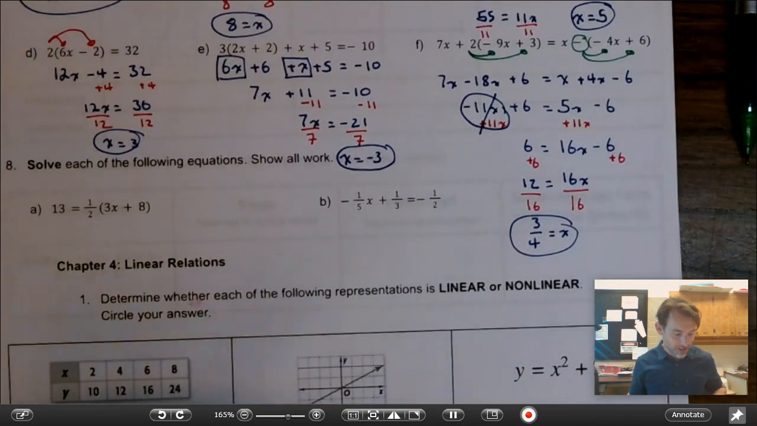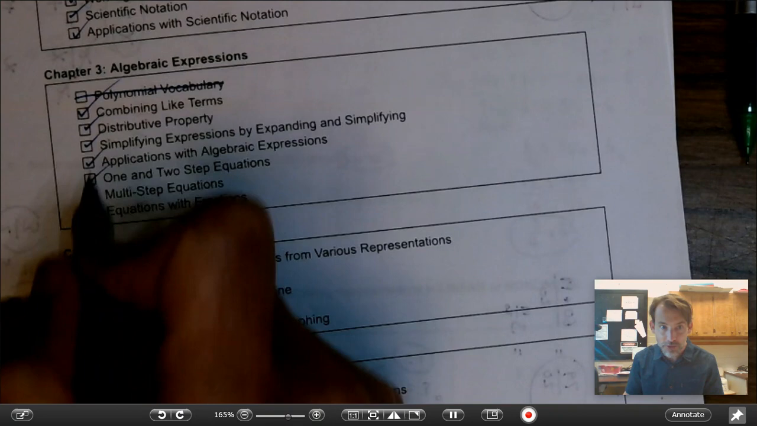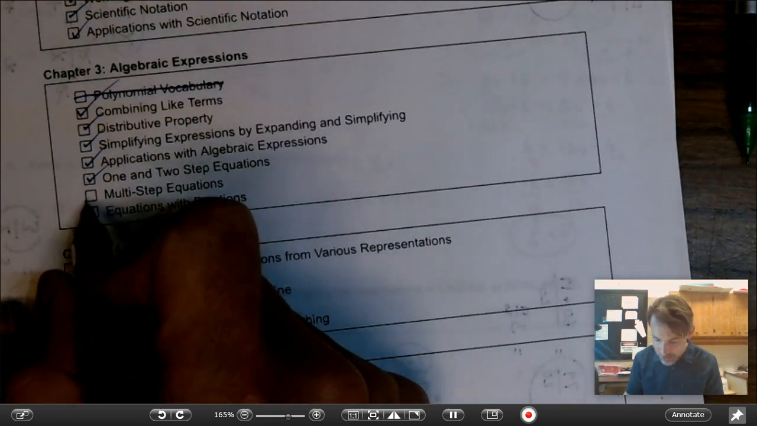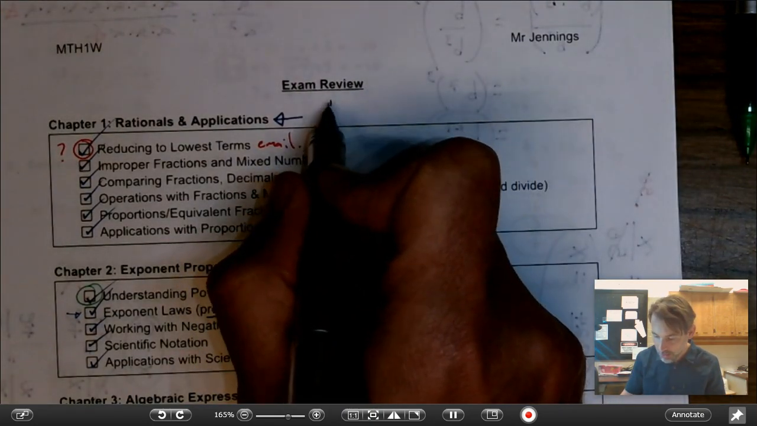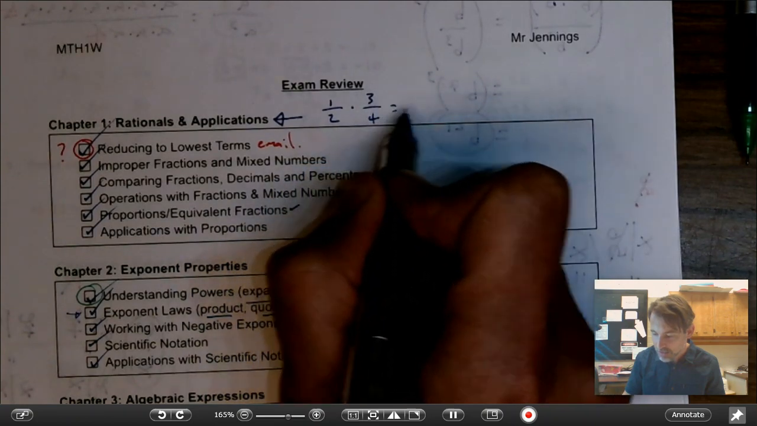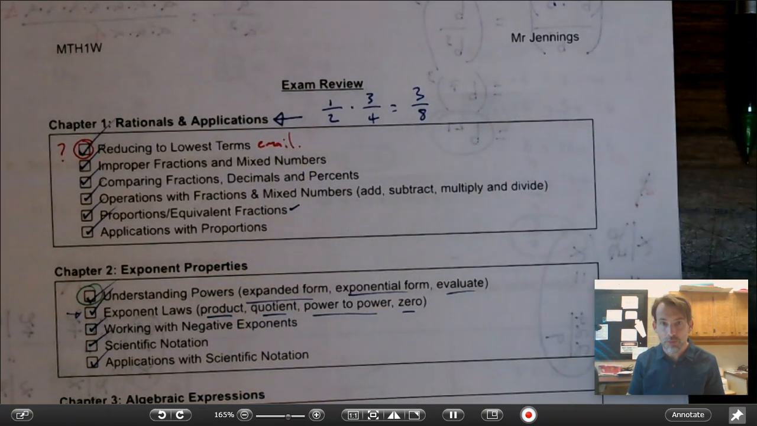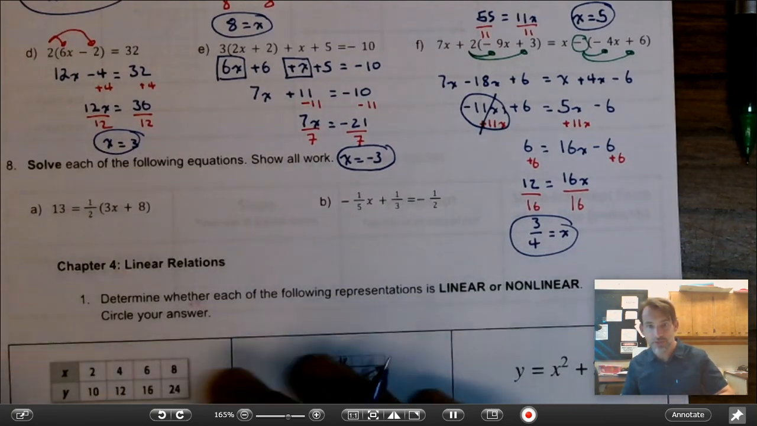Now, let's take a look. What have we done here? We have certainly done 1- and 2-step equations. We have done multi-step equations. Oh, now equations with fractions. Well, we're going to just do what we learned up here with fractions. We're going to apply these types of things to solving these problems. The rules of fractions don't change.